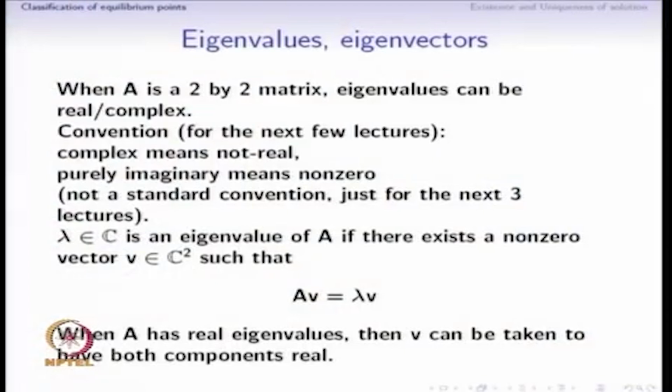So, a complex number lambda is called an eigenvalue of A if there exists a non-zero vector V such that AV is equal to lambda V. If we are able to solve this equation for a non-zero vector V, then that lambda is called an eigenvalue and that V is called an eigenvector. In general we might require the two components in V to both be complex, but when A has real eigenvalues, then we can ensure that the eigenvector has both components real.